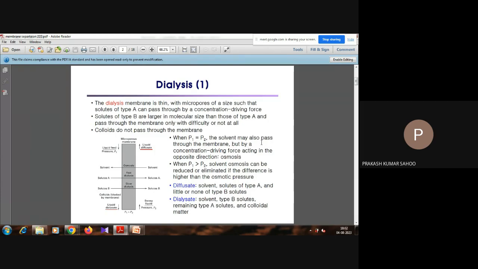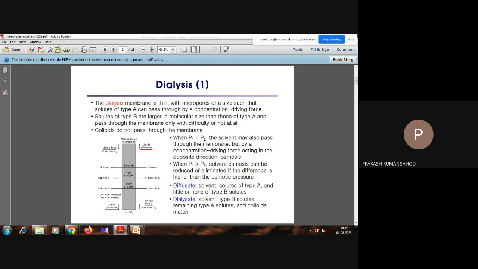The solvent may also pass through the membrane, but by a concentration driven force acting in the opposite direction, that is osmosis. So in osmosis, the force acts on the opposite side of the flow of the solvent to stop osmosis. This is also known as osmotic pressure.